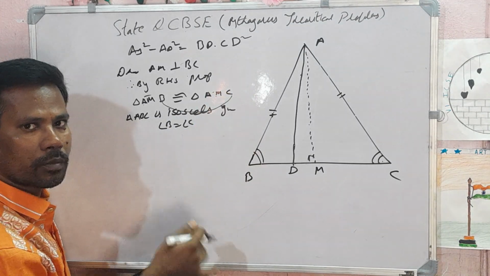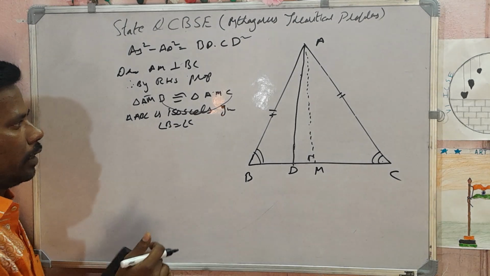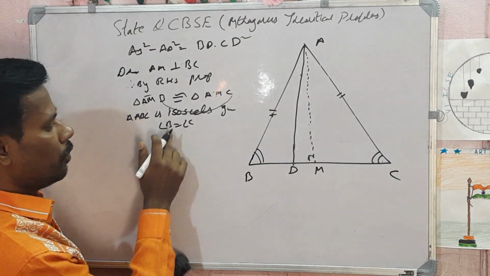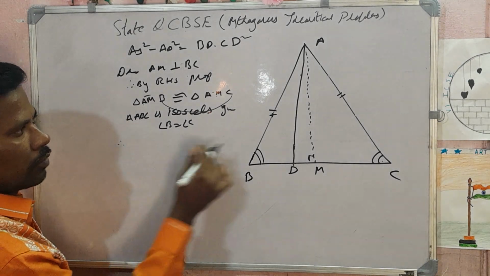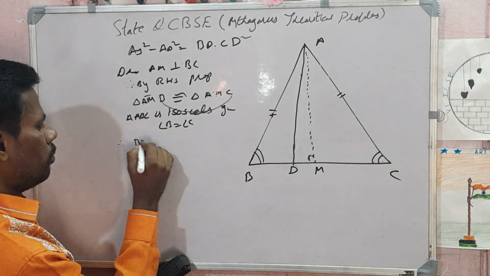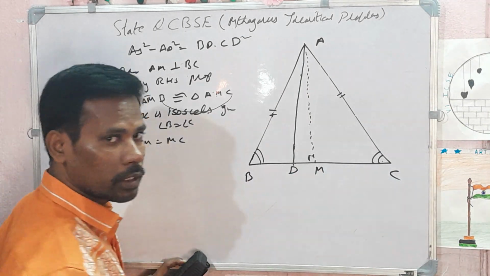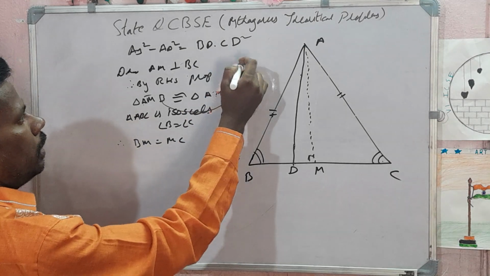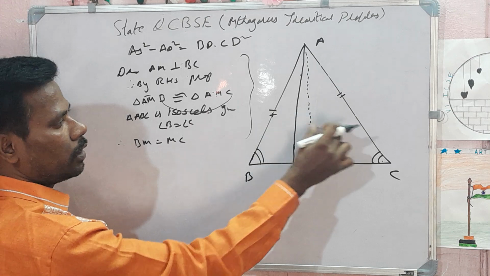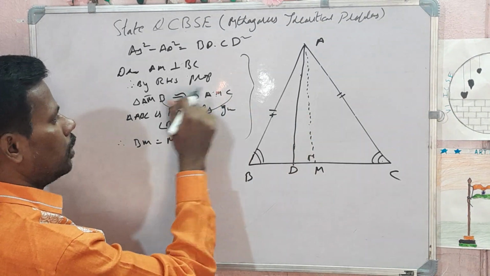You write down all the steps I have discussed just now. Main points I am writing. Next, what else can we write? Therefore, since these two triangles are congruent, I can write BM is equal to MC. Until here, any doubts? Draw AM perpendicular to BC; by RHS property, these two triangles are congruent. So you write down all the steps.